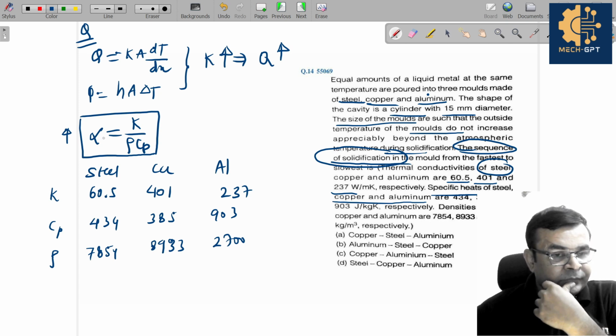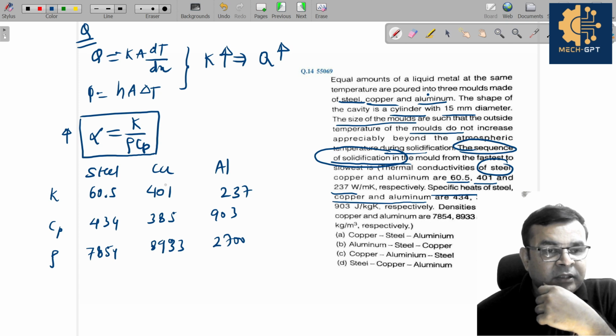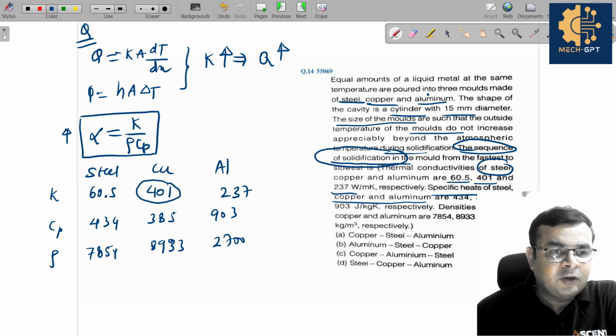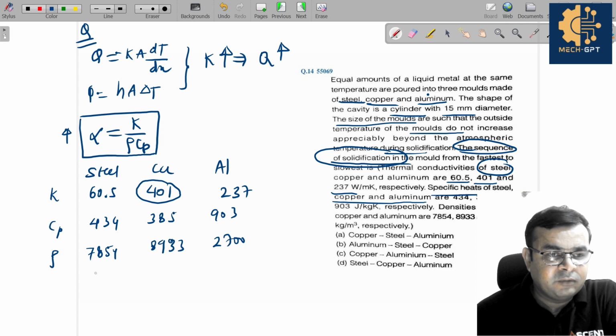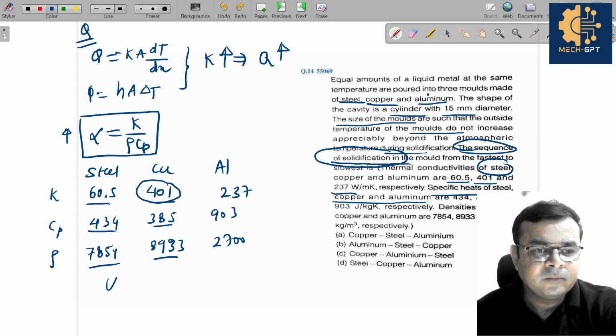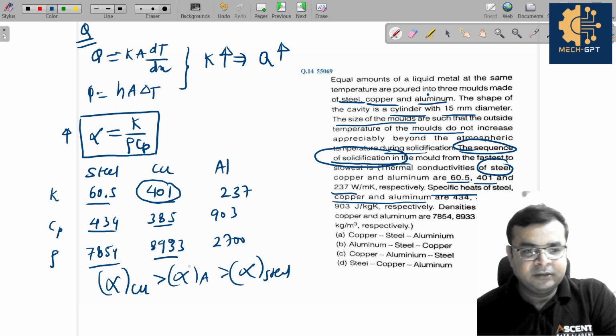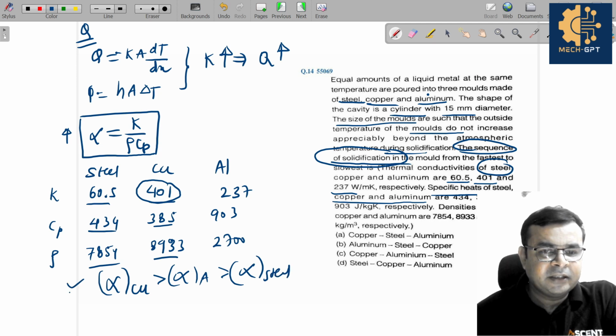So if you see, the K is maximum for Cu, yes or no? If you calculate alpha, then obviously for copper we get the maximum value. Correct? For copper we get the maximum value because the difference in these values is not very high, but the difference in this and this is much higher. So can I say the alpha of copper is maximum, then the alpha of aluminum, and then the alpha of steel? You just calculate it, correct? So here we get this relation, correct?